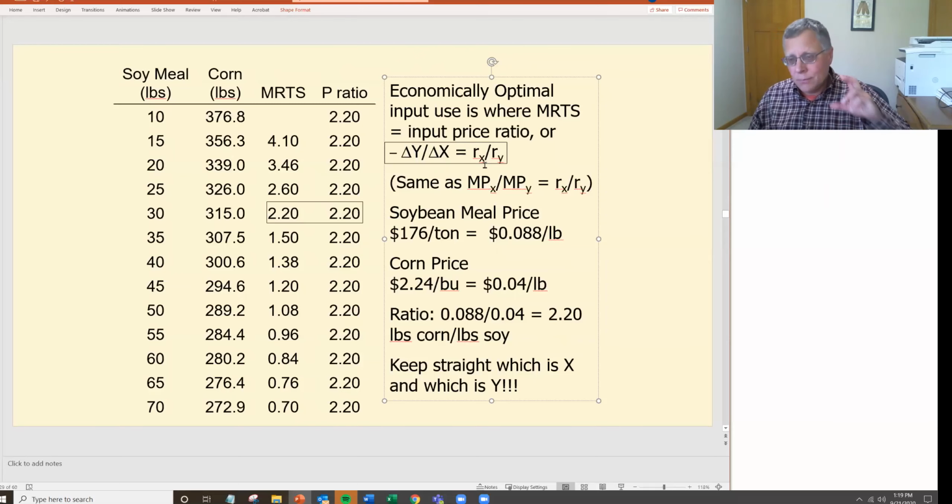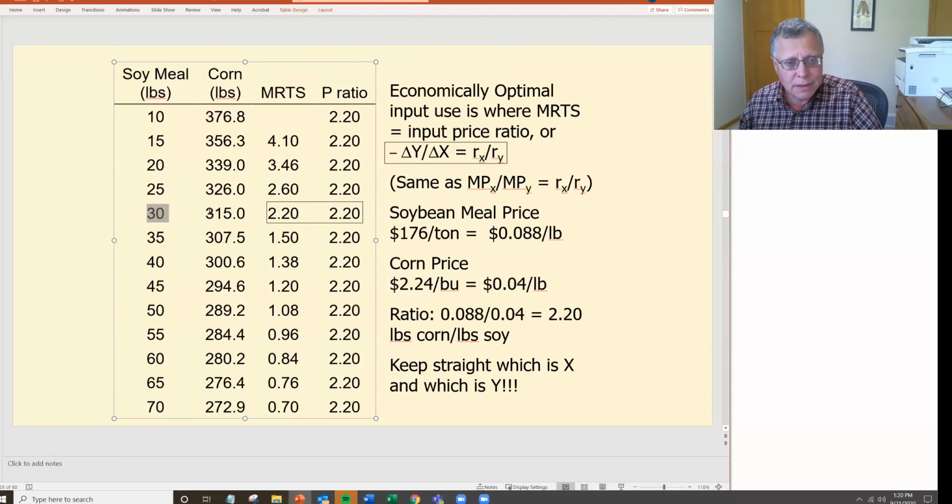The key I want you to focus in on, it's y change over x change, x over y in the prices. And so the things switch. So you have to keep track which one's x and which one's y, but you can see where the price ratio equals the slope of the isoquant at 2.2, which means here's the economically optimal input feed ration: 30 pounds of soybean meal and 315 pounds of corn.